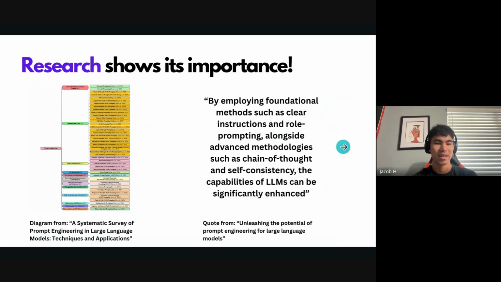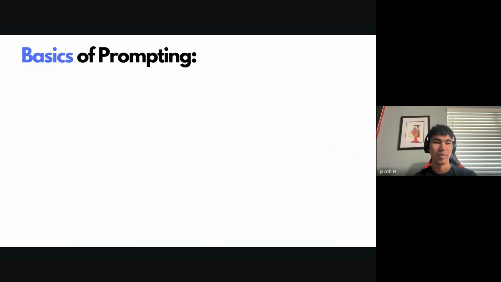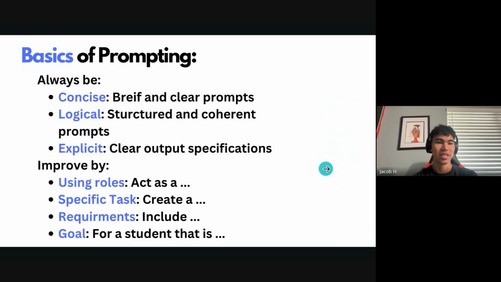All right. So let's start off with just the basics, what we should do every single time that we're doing prompting. So we always want to be concise, logical, and explicit, right? So that just means our prompts are brief, clear, structured, coherent. We have clear output specifications, right? So for example, if we're trying to grade something like I mentioned earlier, we want to mention, okay, make sure you're following the rubric and have the output go through each line of the rubric and explain each point, right?